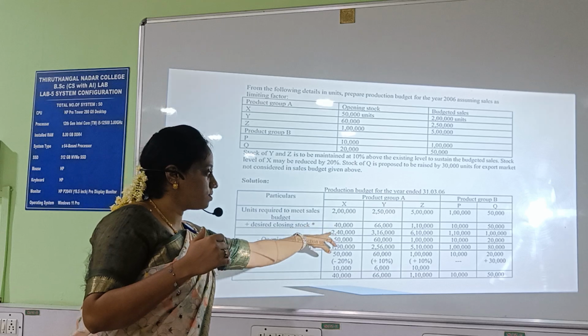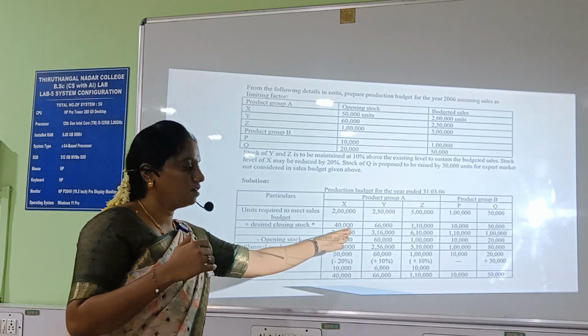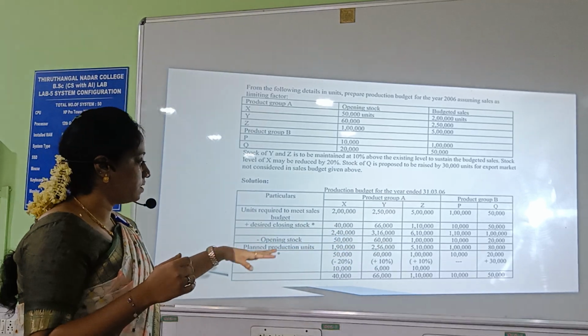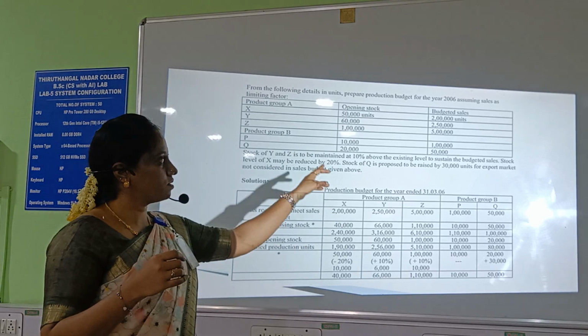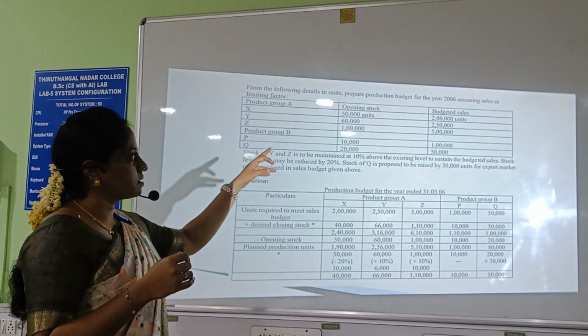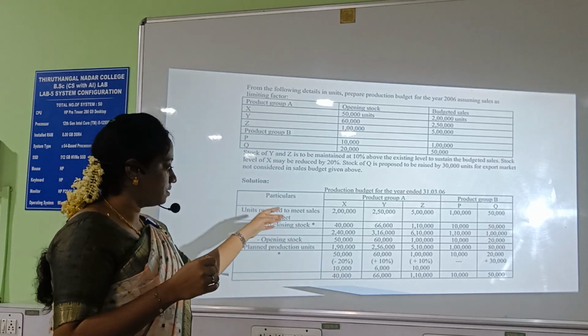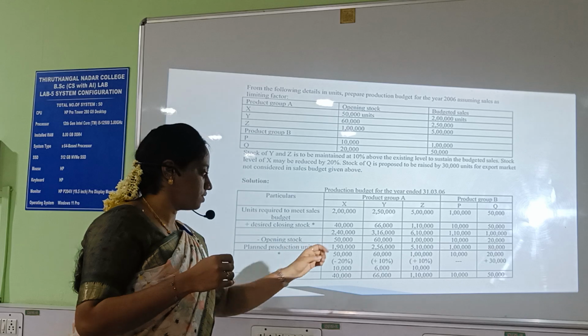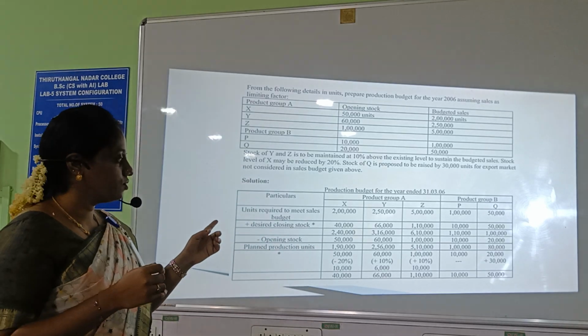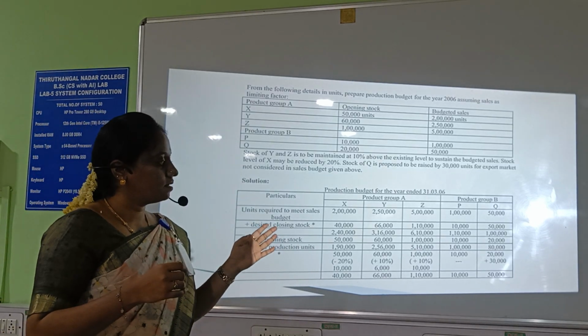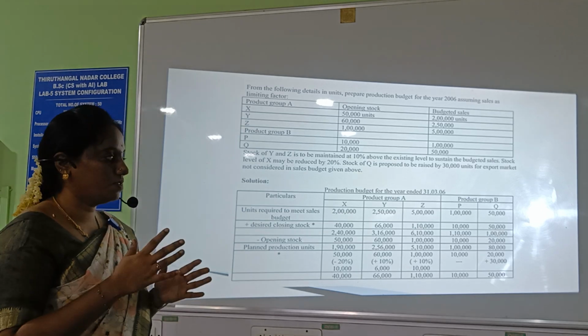By adding closing stock and sales budget we will get the sum. After that we have to reduce the opening stock. Opening stock is given here itself: 50,000, 60,000, 1 lakh, 10,000 and 20,000 we have to put that. And under this we will get planned production units of 1 lakh 90,000, 2 lakh 56,000, 5 lakh 10,000, 1 lakh and 80,000 for each product.